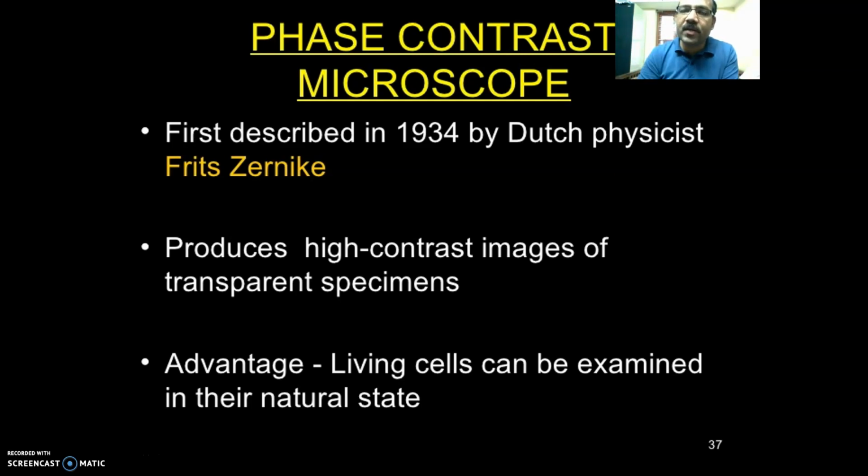So phase contrast microscope, in simple terms, is a high contrast microscope with regard to the transparent specimen. The most important advantage is that the living cell can be examined in its natural state. That is, each and every specimen can be observed without stain.